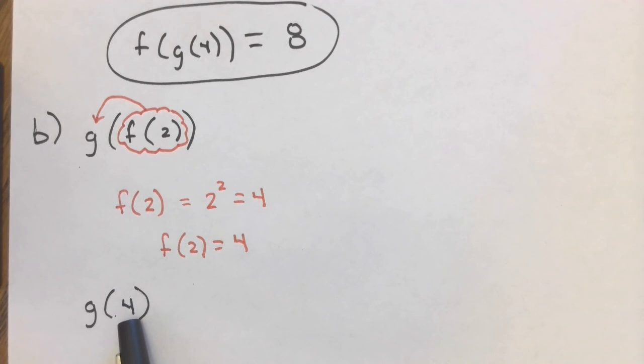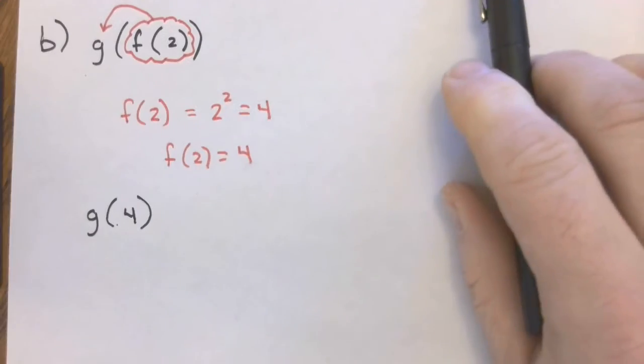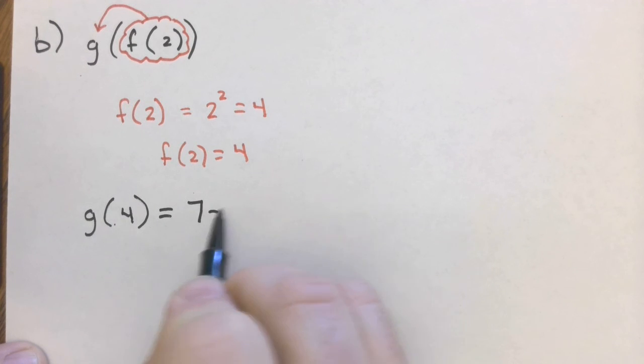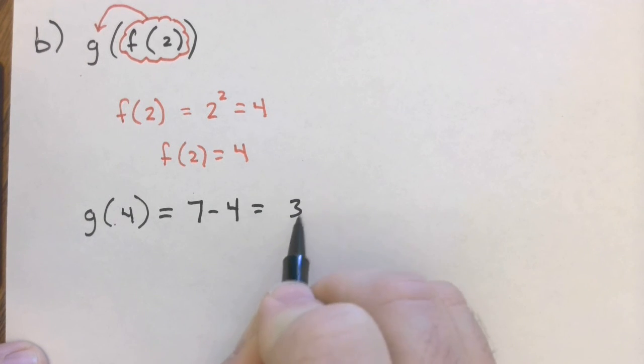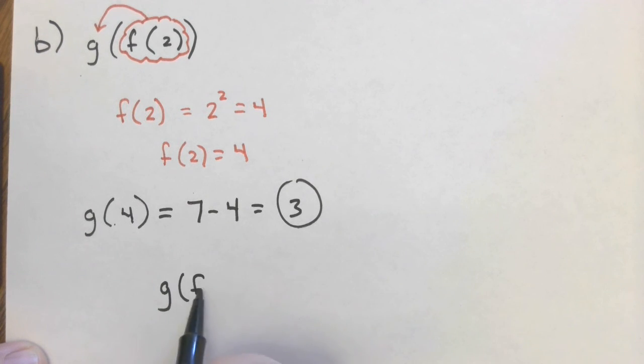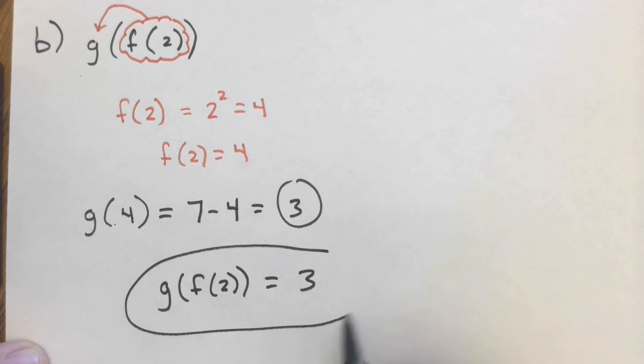So we would take 4, and we would plug that in for x in the original problem. The original was 7 minus x, so we're going to do 7 minus 4, which is equal to 3. So g of f of 2 is equal to 3.